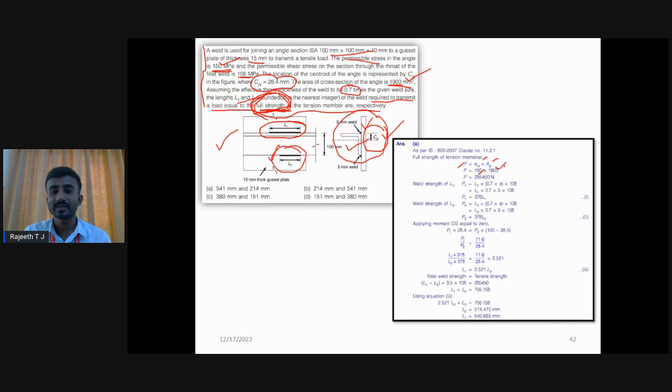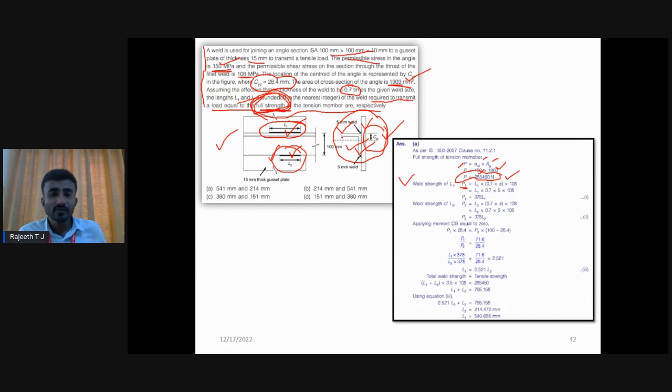Stress is 150, area is 1093. Your answer is 285450 Newton. Next, out of this 285 kilonewton, how much force is carried by the top angle, that is the outstanding leg of the angle, and the connected leg of the angle? If you know this, then I can calculate L1, L2, the weld required to transmit these two loads safely. So now I will calculate P1.